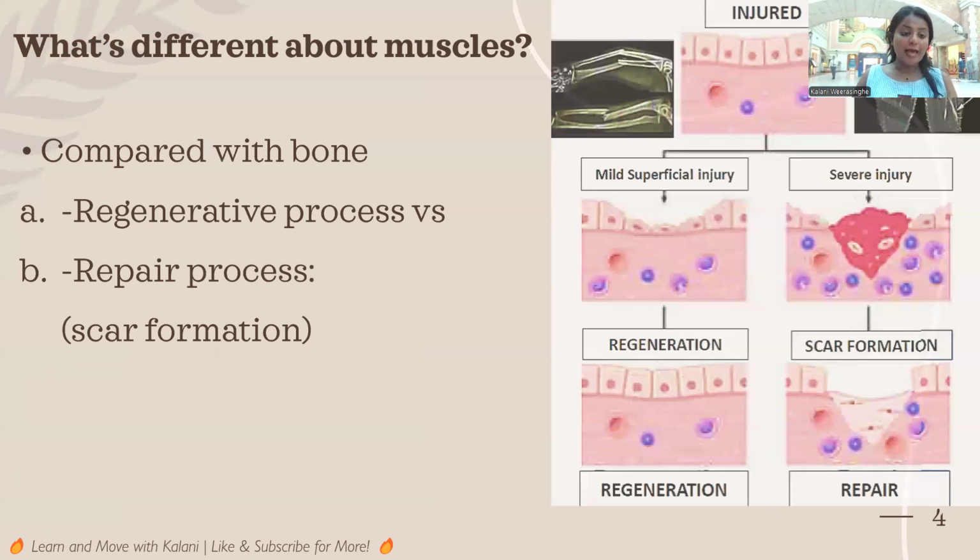Muscles heal differently than bones. Unlike bones, which undergo a repair process such as fracture healing, muscles rely on regeneration, but often with some scar tissue formation as well. So, what are the key differences in muscle and bone healing? In bone healing, it undergoes a pure repair process such as callus formation. But in muscle healing, it undergoes regeneration plus repair, where the scar tissue formation can affect function.